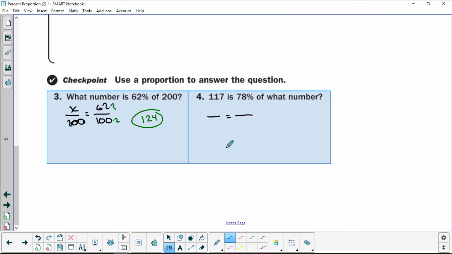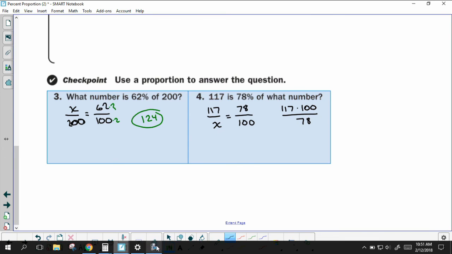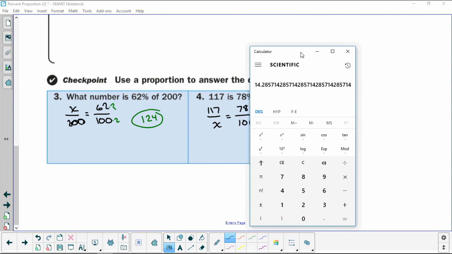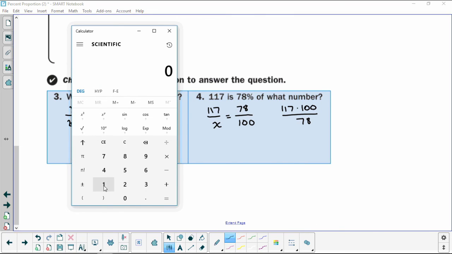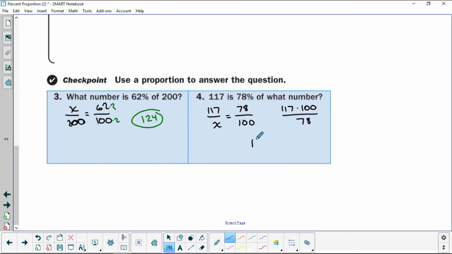Where does the 117 go? 117 is on top, along with 78. 100's on the bottom, and now I have that. So I can use a cross product. Let's see, 117 times 100 divided by 78 will give me my answer. I might want to use a calculator. So 117 times 100 divided by 78, 150 is my answer.